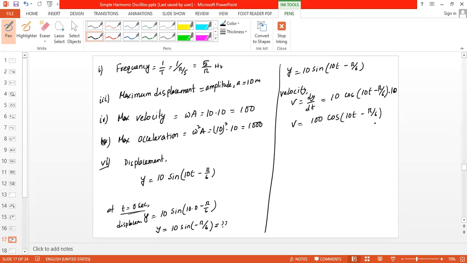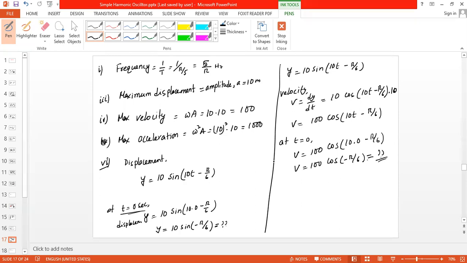So velocity at time t equal to 0 is equal to 100 into cosine of (10 times 0 minus pi by 6). So velocity would be 100 into cosine of minus pi by 6. So this is the answer. You have to find the value by using the calculator.